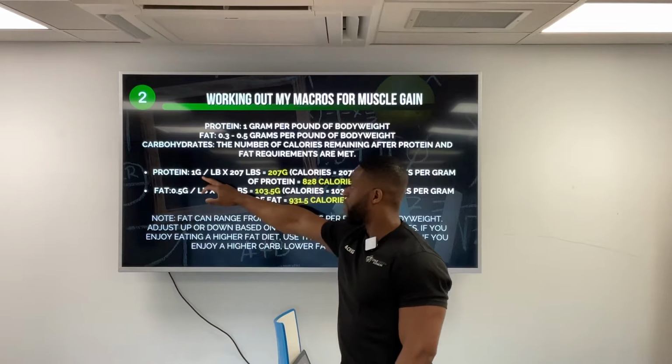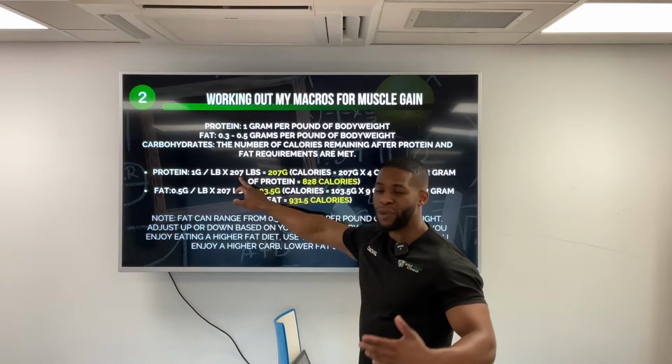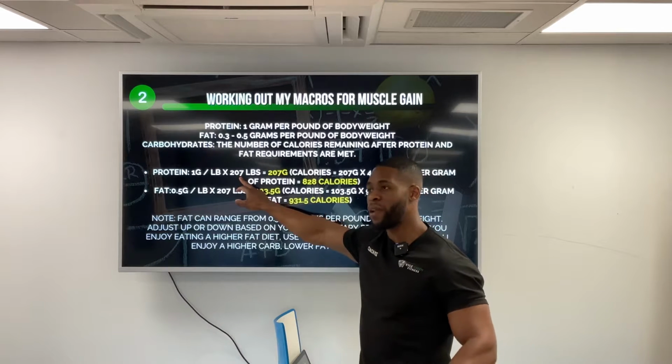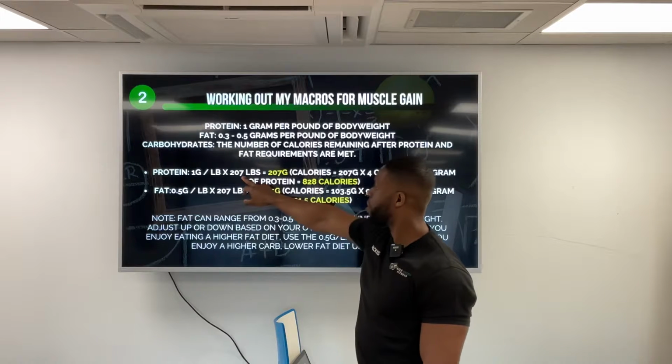So with protein being at 1 gram per pound of body weight, remembering my weight in kilograms, which is what I like to do, is 94 kilograms at this moment. Times it by 2.2 to work out your weight in pounds: 207 pounds.